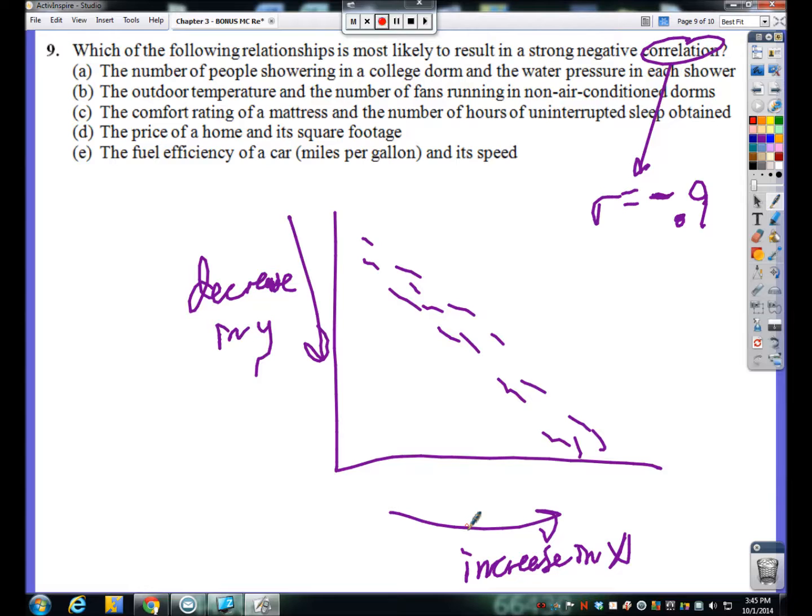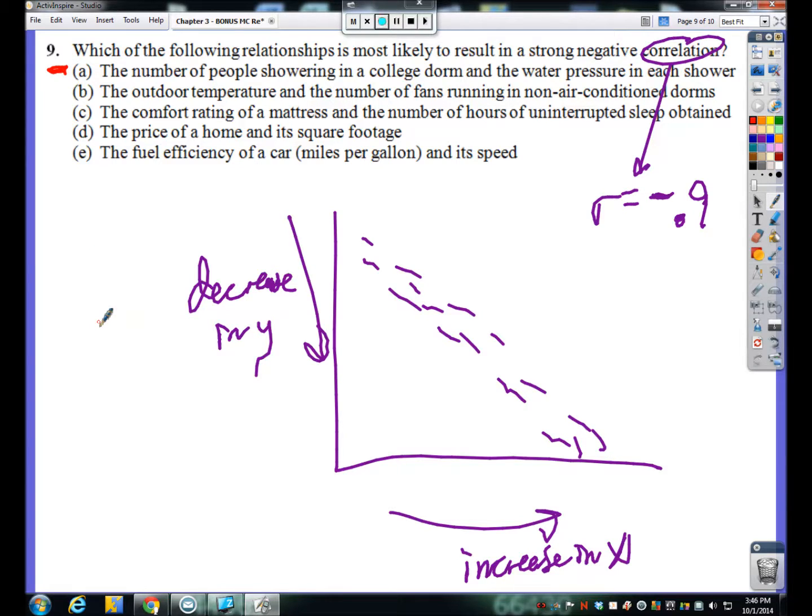And if there are many people using the shower, water pressure is going to decrease because more people are using water and you have to exert much more water into more places, so the pressure will have to decrease. So as the number of people showering increases, that means our water pressure is going to decrease. So this is looking like it's probably the answer.